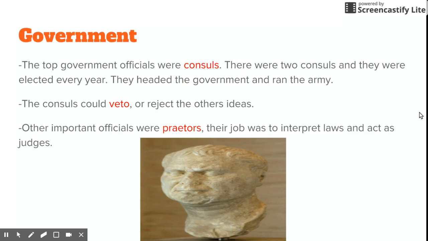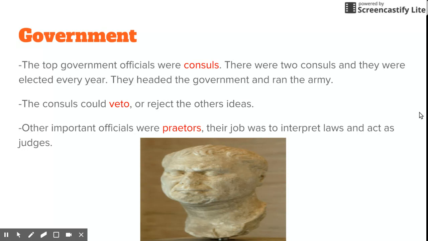So the top government officials were called consuls. There were 2 consuls, and they were elected every year. They headed the government and ran the army. Now this is a pretty good idea, because then one person doesn't get too much power. You're getting elected every single year, where our president is elected every 4 years. These guys were elected every year. So they had to be held accountable for what they were doing. And if they weren't doing stuff that was right, then they wouldn't be reelected. And these guys headed the government and they ran the army. So they had pretty important roles.